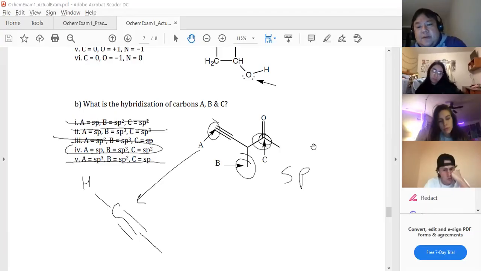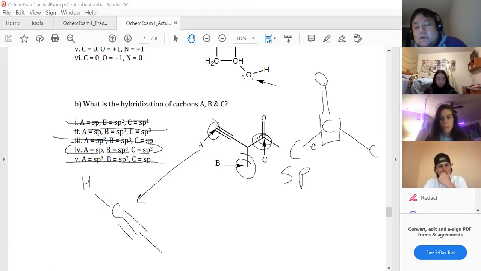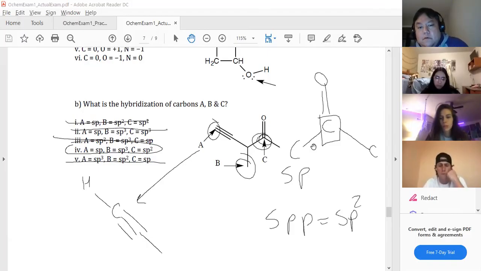Here, it's a carbon double bonded to oxygen, to a carbon, to a carbon. How many things is this carbon attached to? 3. So I need an s, a p, and a p. That's why this is sp2. B is attached to 3 hydrogens, and this carbon is attached to 4 things, right? So then it's going to be an s, a p, a p, and a p, sp3. Does that make more sense?